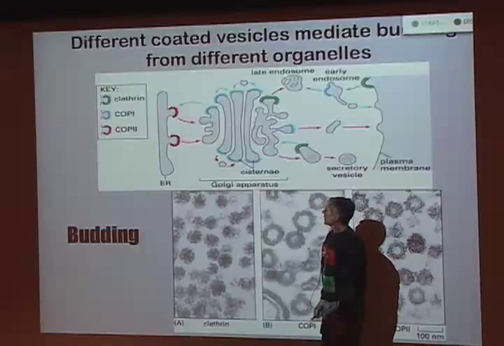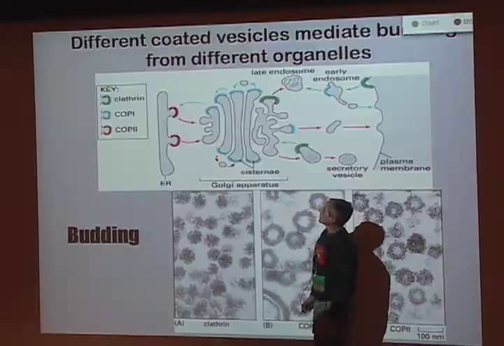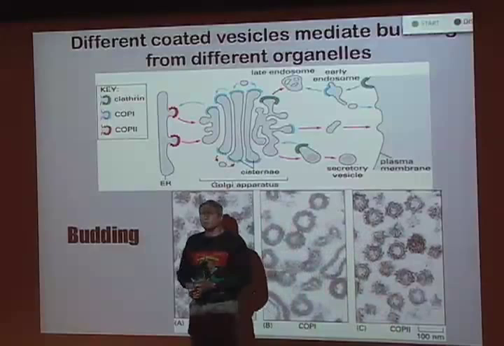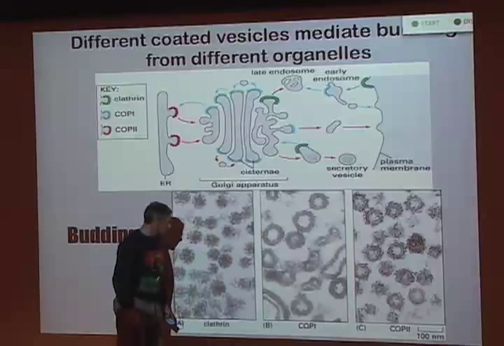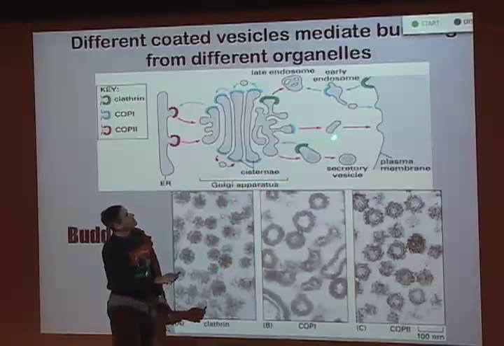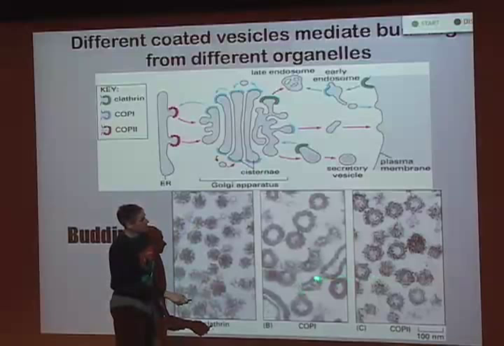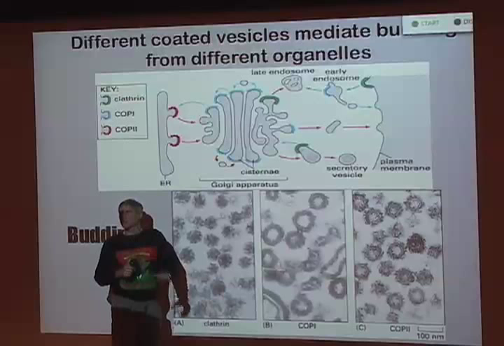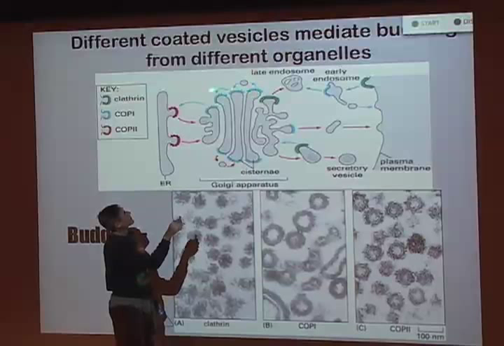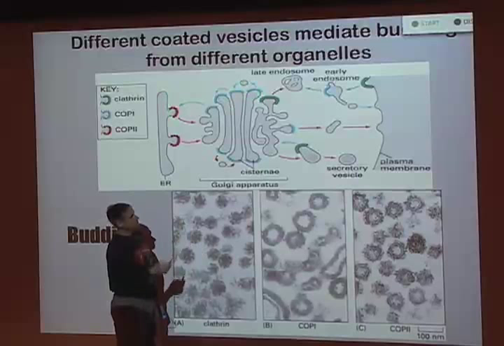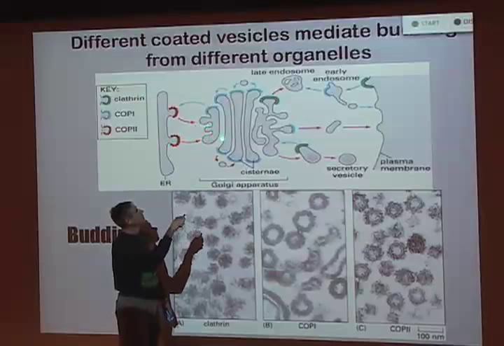So how is specificity achieved? There are coat proteins that cause the budding of vesicles from different compartments. So there are different types of coats. You can isolate them and they look different by electron microscopy. Clathrin is found on the plasma membrane, secretory vesicles, and the trans-Golgi network. It has a characteristic cage structure. COP1 and COP2, coat protomer proteins 1 and 2, have a more fuzzy morphology. COP1 regulates retrograde transport. That's the blue bit here. Traffic going back to the ER. COP2 regulates formation of vesicles going forward from the ER to the Golgi. So there are different coats.